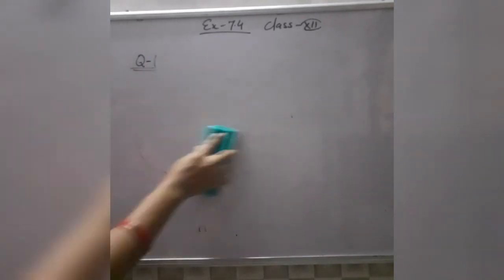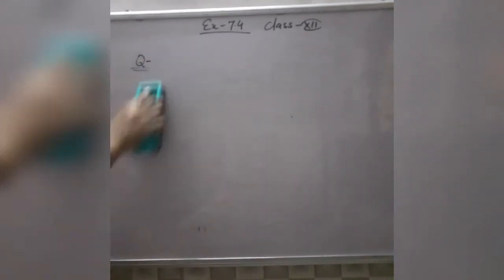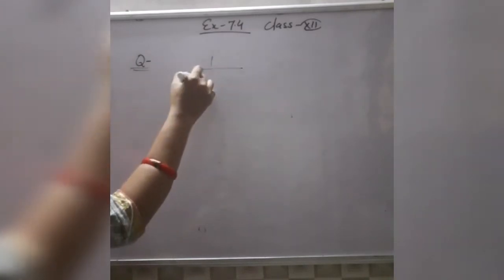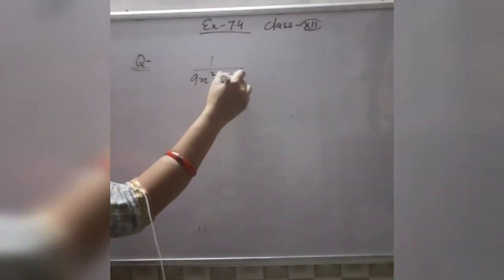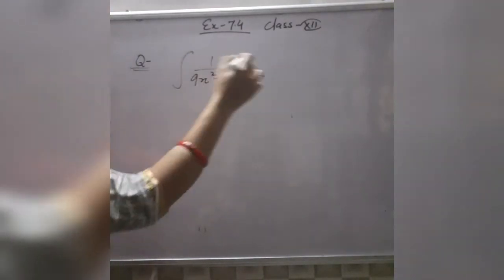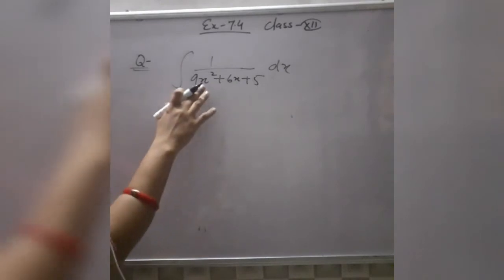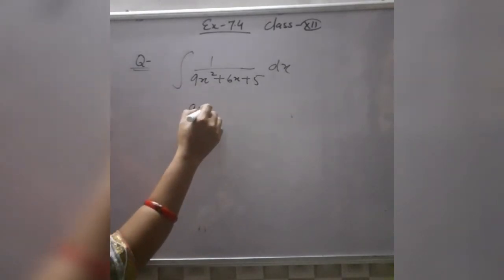Now see question number 11. In question number 11, the statement is: find the integration of 1 by 9x square plus 6x plus 5. Now again a quadratic equation is given to you, but this quadratic equation is without roots. So again we will use the completing the square method here.